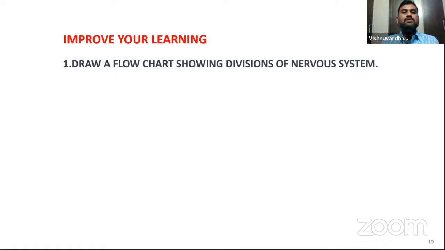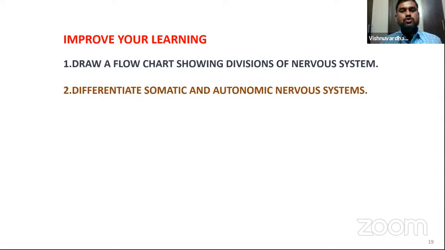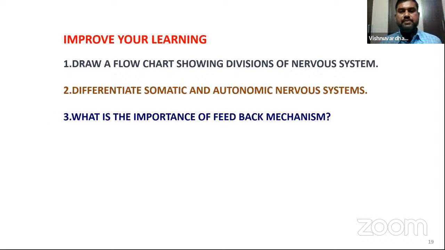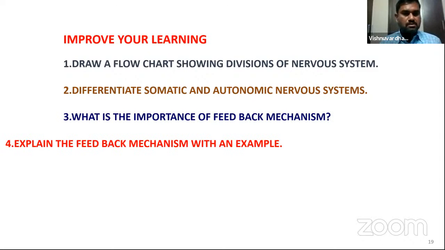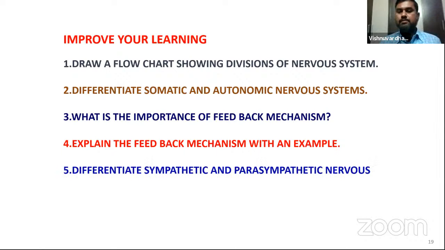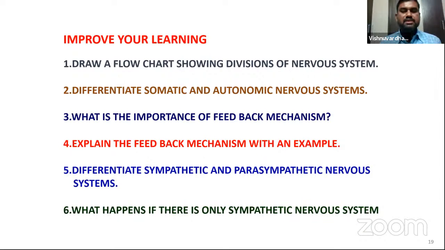Okay, improve your learning. Try to answer these questions on your own and show it to your teacher. Draw a flow chart showing divisions of nervous system. Differentiate somatic and autonomic nervous systems. What is the importance of feedback mechanism? Explain the feedback mechanism with an example. Differentiate sympathetic and parasympathetic nervous systems. What happens if there is only sympathetic nervous system in our body?